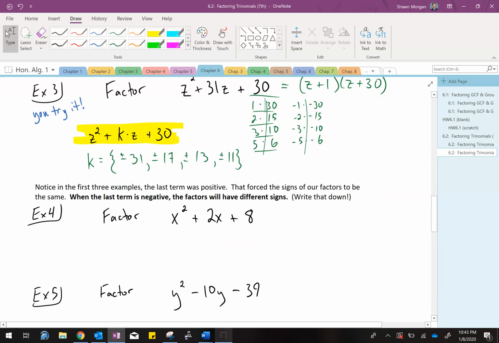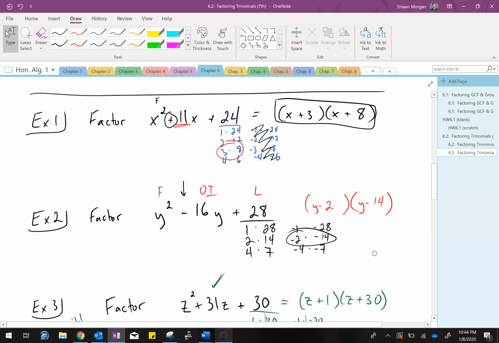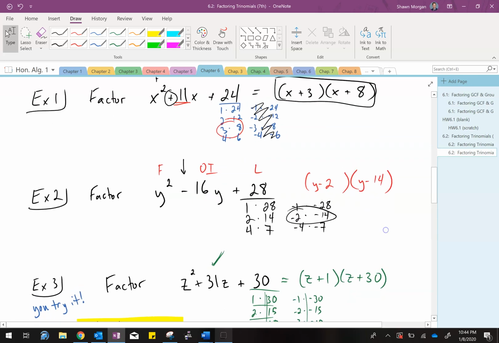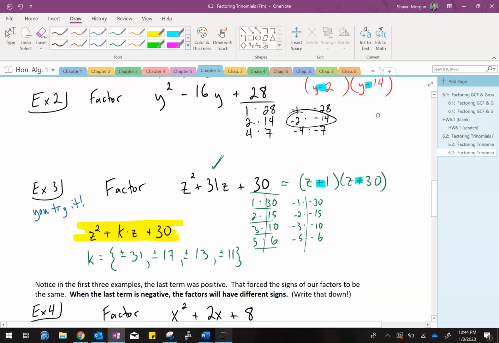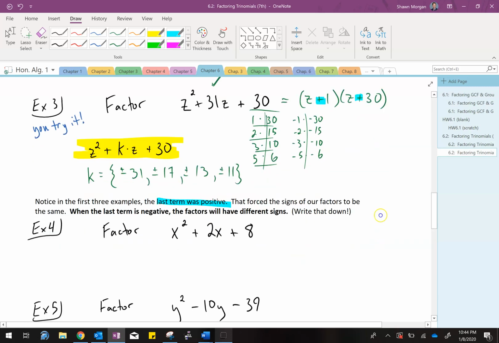You really have to understand the method of what's going on behind there. Now, I want you to notice in those first three examples, we had a positive constant, a positive last term. And so in all of our answers, you'll notice that the signs of these binomials were the same, a couple of positives or a couple of negatives each and every time. And as my note says right here, that's because that last term was positive. However, when the last term is negative, the factors are going to have different signs.